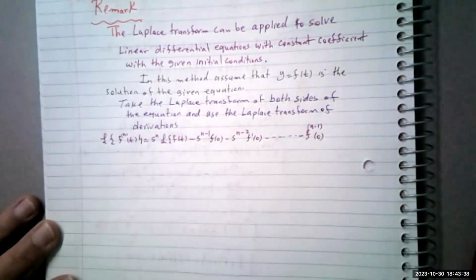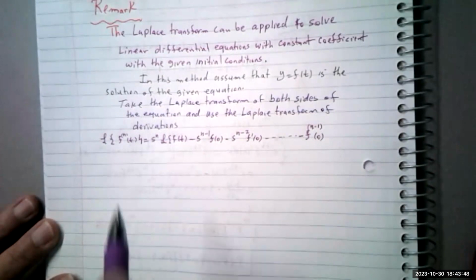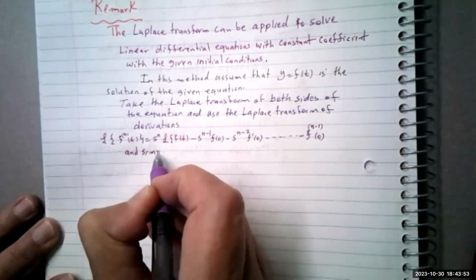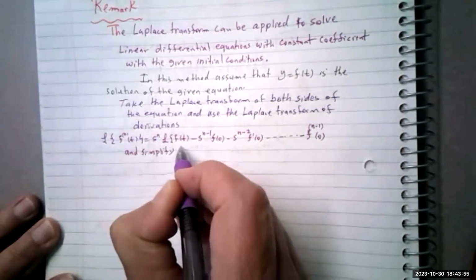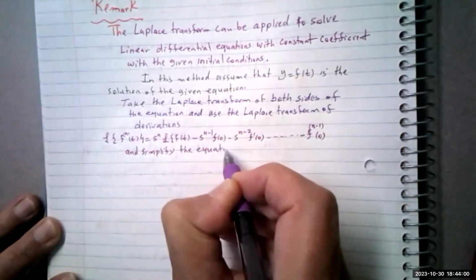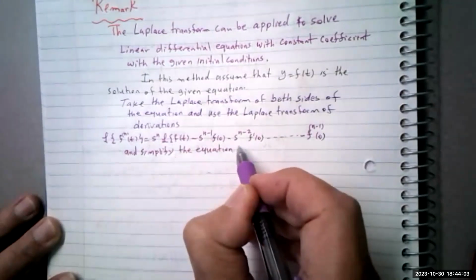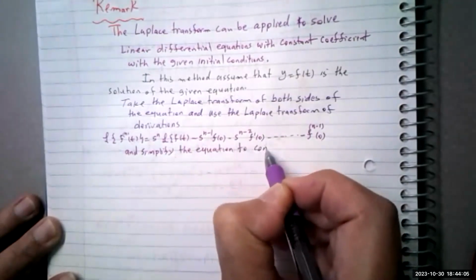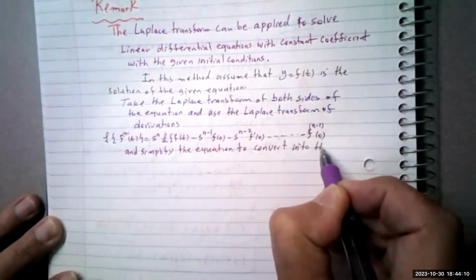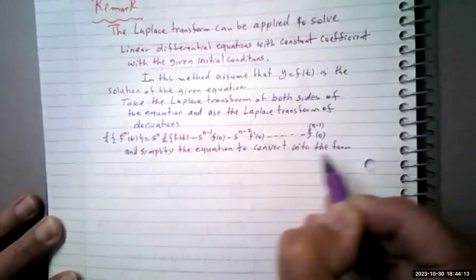You take the Laplace transform on both sides. You use this theorem to change the equation into the derivative form and simplify the equation, to convert it into the form. This is what you get.